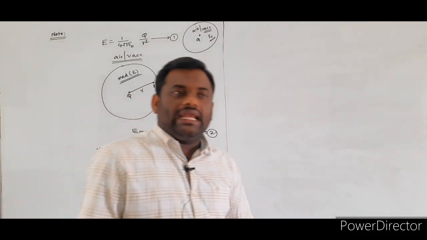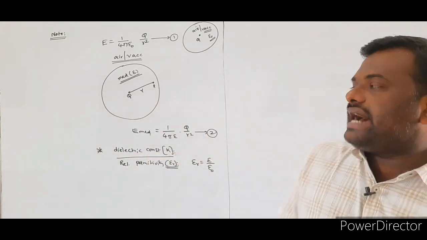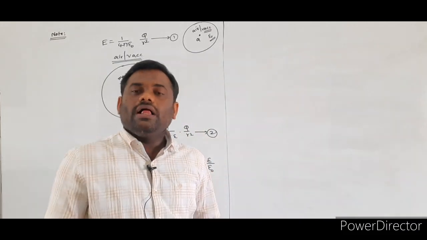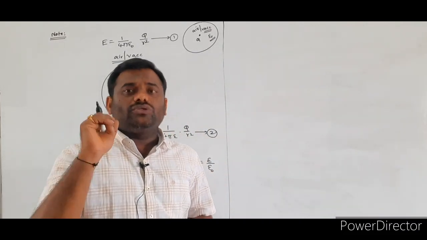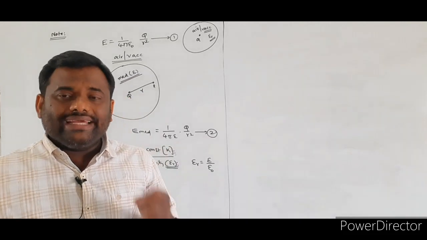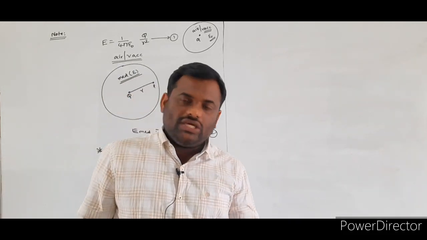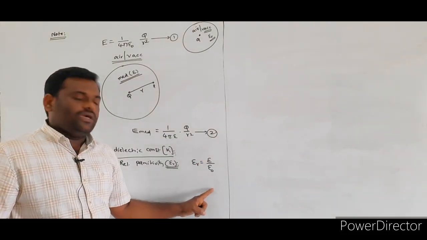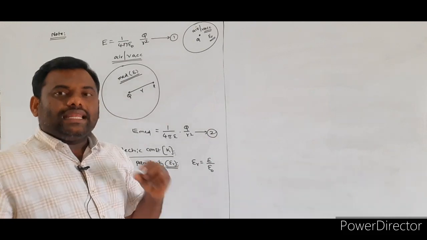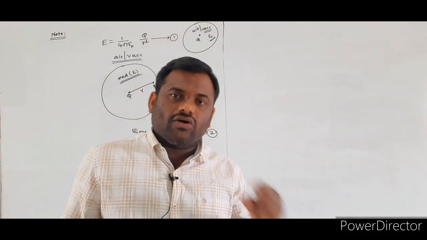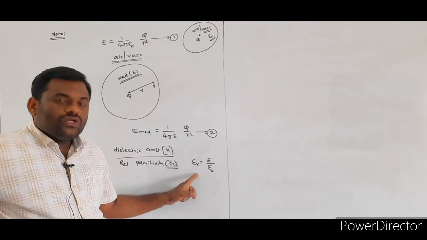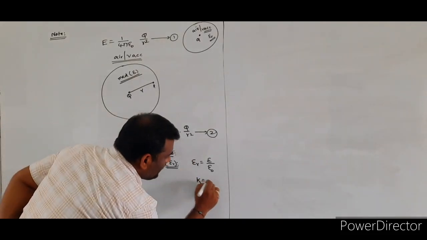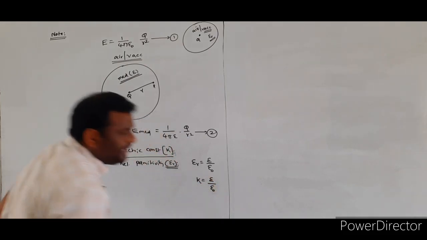How can we define the relative permittivity? It is defined as the ratio of permittivity of a given medium to the permittivity of the vacuum. The ratio of permittivity of the medium to the permittivity of the vacuum will be called either relative permittivity or dielectric constant. Therefore, in place of epsilon r, I will write the dielectric constant K is equal to epsilon by epsilon naught.